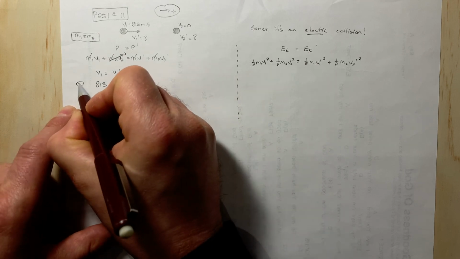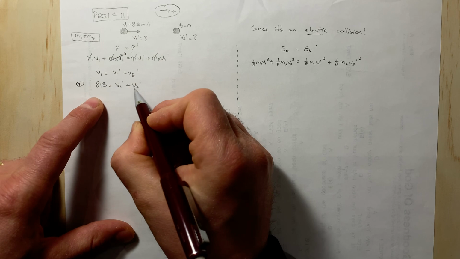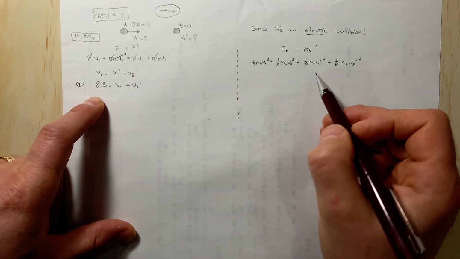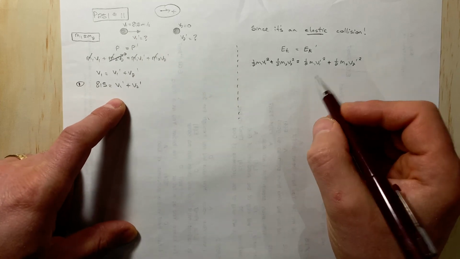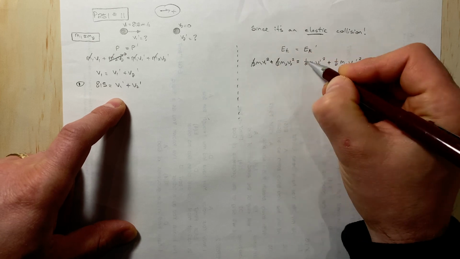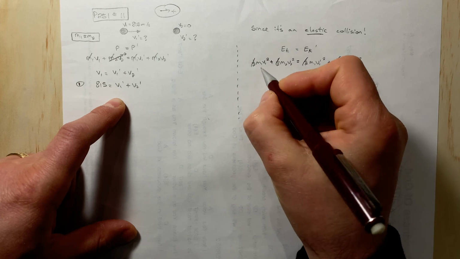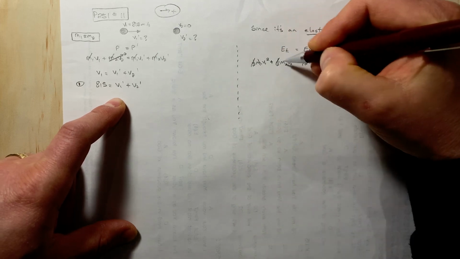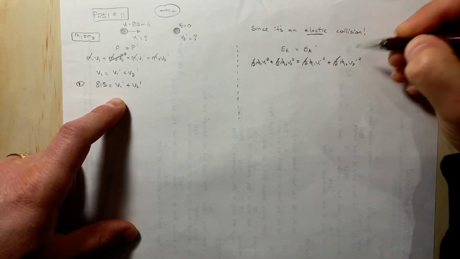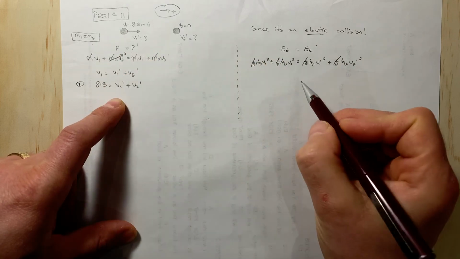Okay, so there's one equation. I'm stuck. I've got two unknowns. But as we mentioned, two equations, two unknowns, we can solve this thing. Like we said earlier, the first thing I'm going to do is get rid of the halves. You can leave them in, but we can remove them immediately. The other thing I'm going to do is, again, cancel those masses, because m1 is equal to m2.